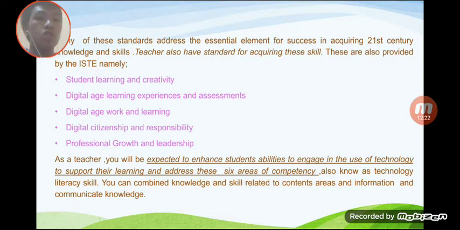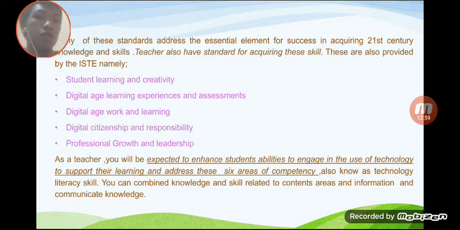So, as a teacher, you will be expected to enhance student abilities to engage in the use of technology to support their learning and address these 6 areas of competencies. So, yung anim na competencies na yun ay dapat ma-expect mo sa estudyante mo. Then, also known as technology literacy skills. You can combine knowledge and skills related to the content areas in information and communication knowledge.